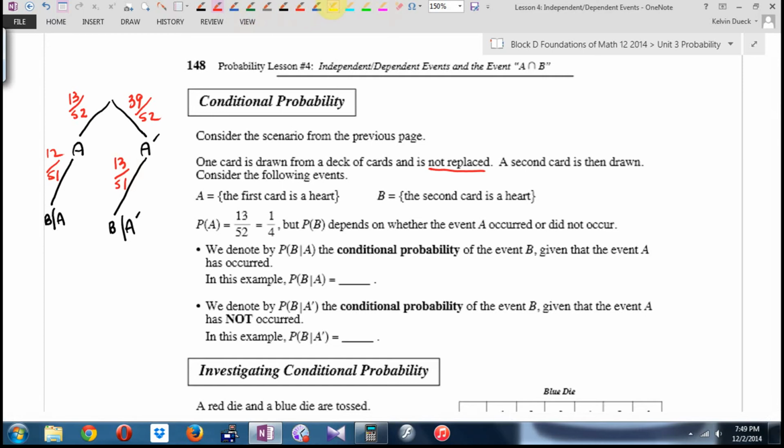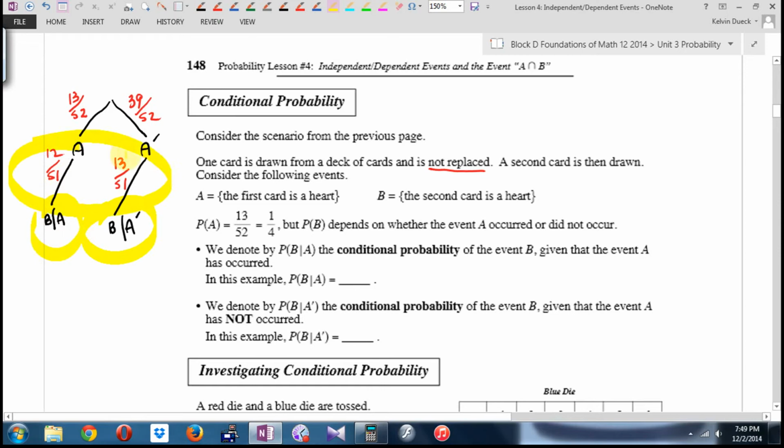If you draw a tree and you notice branches that are labeled the same don't have the same probabilities, that tells you that these are dependent.